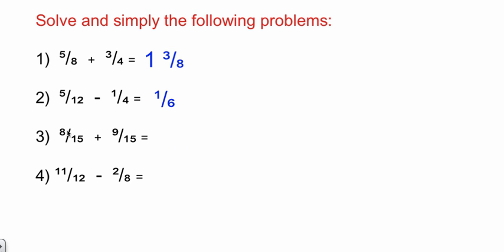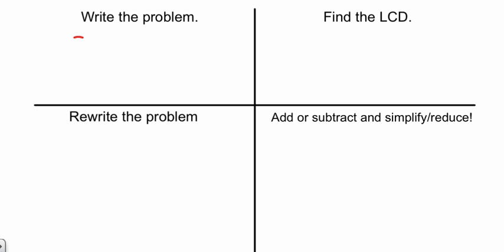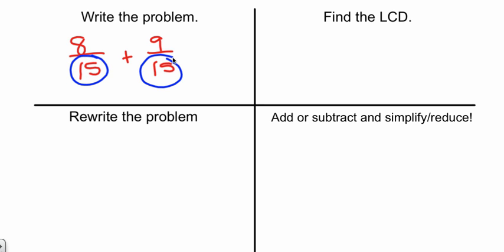Moving on to our next problem, it's an addition problem, so let's remember to add. We have 8/15 plus 9/15. Let's write that in our box, 8/15 plus 9/15. Now sometimes as we're getting used to going through these steps, we forget about the fact that some fractions might already have common denominators. And if that's the case, we get to skip this step because we don't need to find a least common denominator.